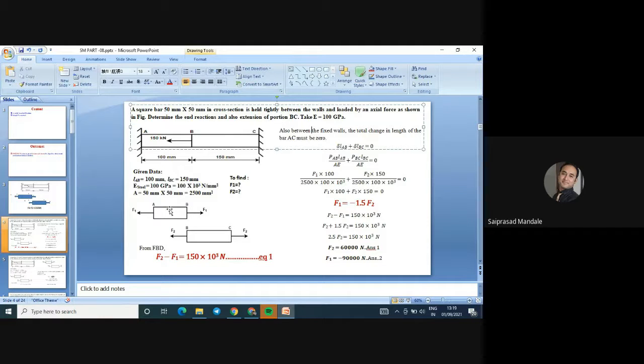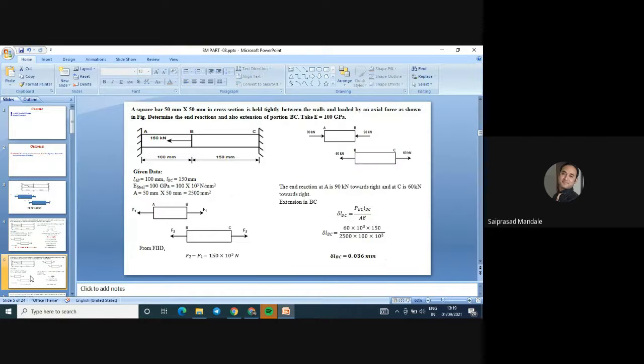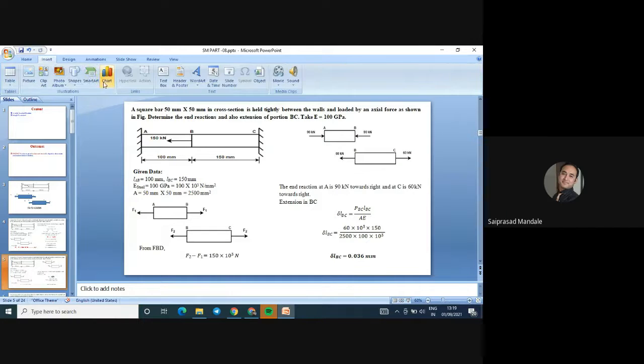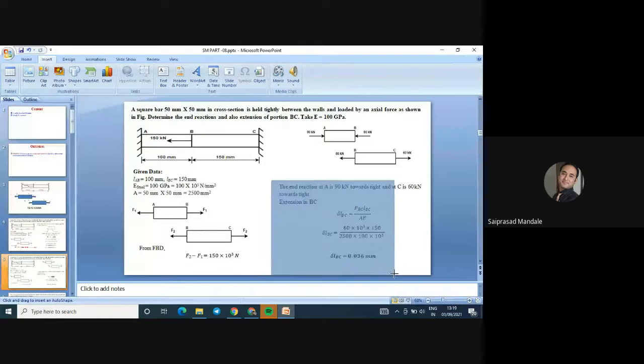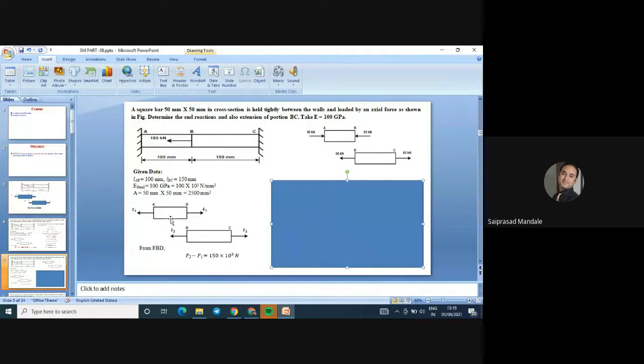So it is minus. I'm going to rewrite the structure, as somebody told me that it should not be tensile, it should be compressive. So it is 90 kilonewton as compressive and 60 kilonewton as tensile. We have the values of F1 and F2 already, 60 and 90 kilonewton. One is tensile and one is compressive.